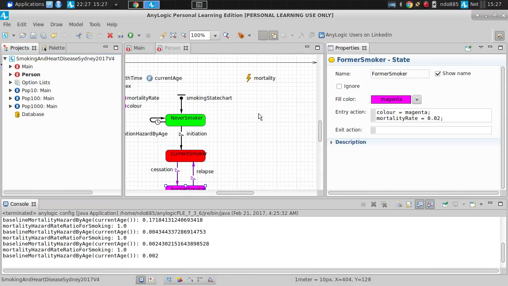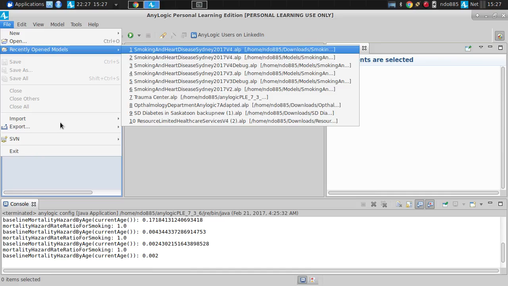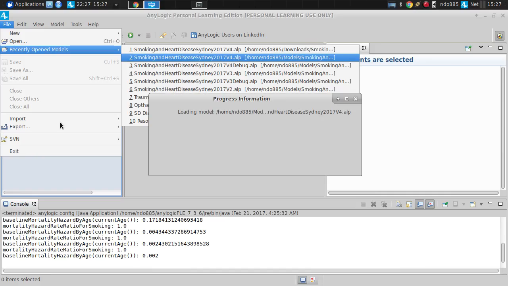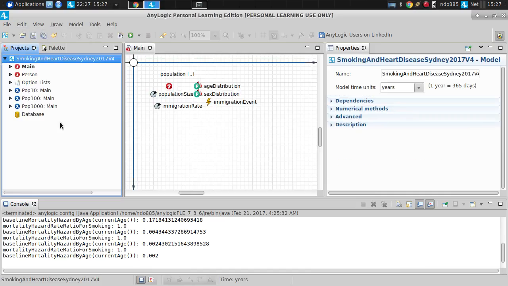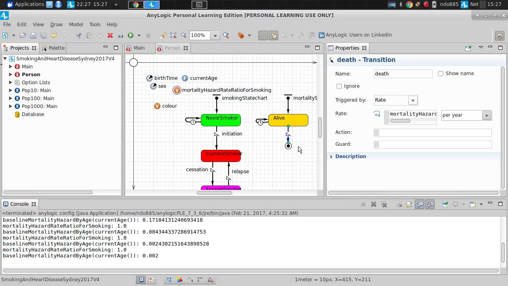Oh, it's not there. It's too early. Okay, this is the one that I want. Here we go. So this is where the problem occurred. I think basically we had to clear it out and load it back into AnyLogic. Oh, this one worked. So this is working fine now.